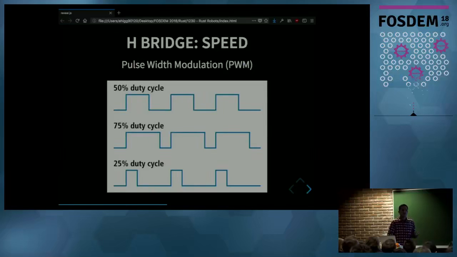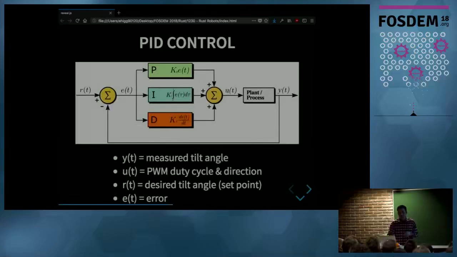This is going to transfer less power into the motor, which will make it spin slower. So this ratio between the on time and the total time is called the duty cycle, and it can go from 0 to 100%. And so 100% will make the motor spin at full speed, and 0 will make it stop. Now we have the 2 pieces.